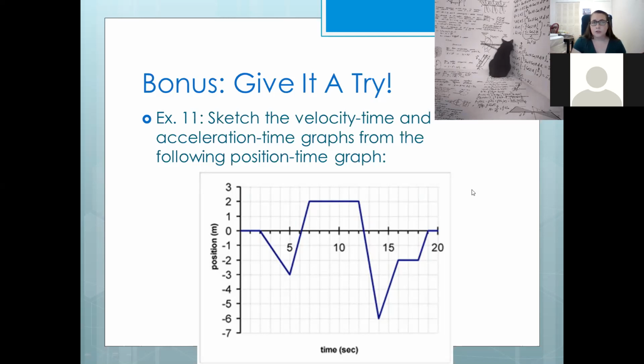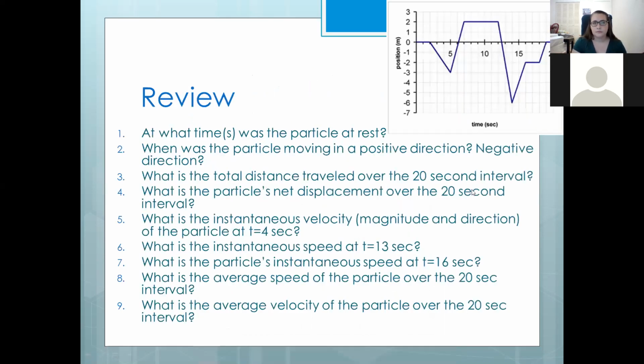So I have a couple of questions that I want you to think through. Jot down your answers on a piece of scrap paper if you have it handy. And this is going to be kind of our review from last week. All right, so there's that position graph in the corner. And I want you to take a couple of minutes and think through these questions. Again, jot down your answers if you have paper handy, and we will talk about the answers in a few minutes.